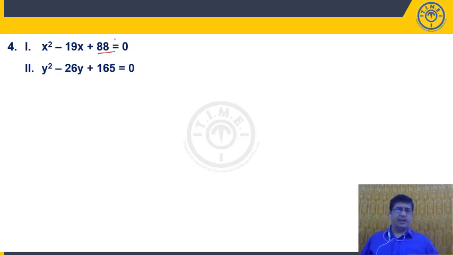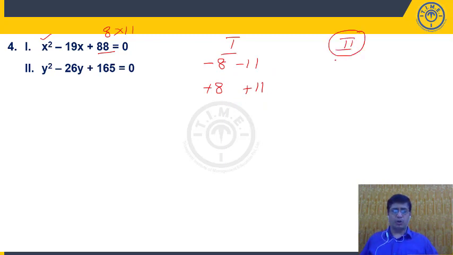88 is the product, means 8 into 11 is 88. So 8 plus 11 is equal to 19. So minus 8 and minus 11. Minus will become plus, plus will become minus. So what are the roots here? Plus 8 and plus 11 by coefficient of x square. Here x square coefficient is 1. So roots are plus 8 and plus 11. This is the first equation. Now look at the second equation.